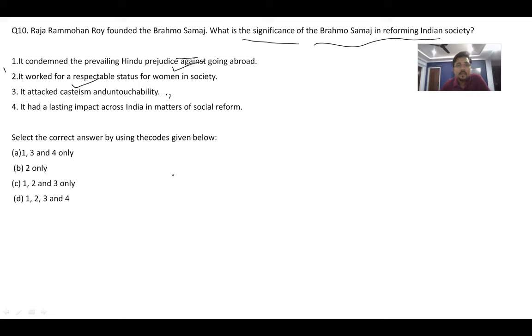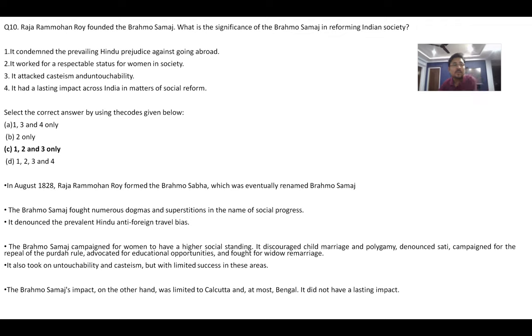It worked for a respectable status for women in society. It attacked casteism and untouchability. It had a lasting impact across India in matters of social reform. The options are: 1, 2; 1, 3, 4; 2 only; 1, 2 and 3; 1, 2, 3, 4. So here 1, 2 and 3 only is correct. The last statement is not correct, as it did not have a lasting impact across India.